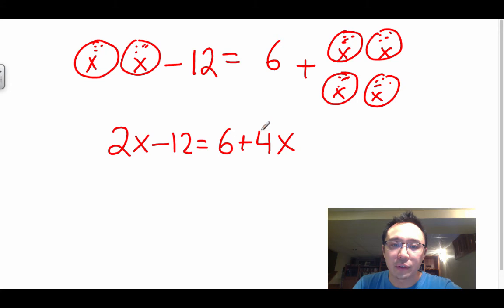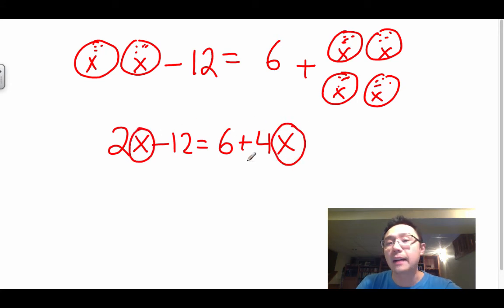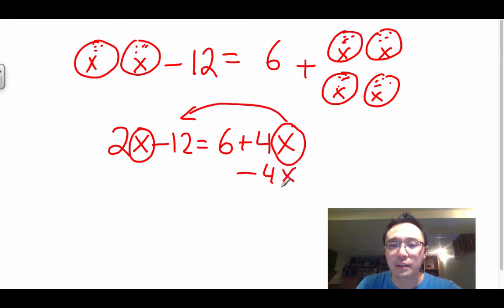It looks confusing, but I'm just going to circle my variables so you can tell where they are. Does it matter which side I move these x's to? No, because it's an equation, so I can move it to the left side or the right side. It doesn't matter. Remember, the objective is to get all the variables on one side and collect the like terms. So I'm just going to choose to move the x's to the left, and this is my 4x. I'm going to subtract 4x on one side, and subtract 4x on the other side.